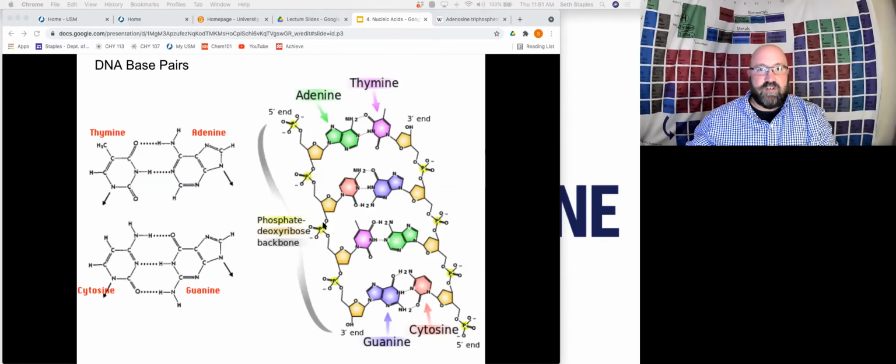And again, we can see that here. So here's our hydrogen bonding holding adenine and thymine together, our hydrogen bonding holding cytosine and guanine together. And we can see here's our backbone, but then our hydrogen bonding holding our base pairs together.